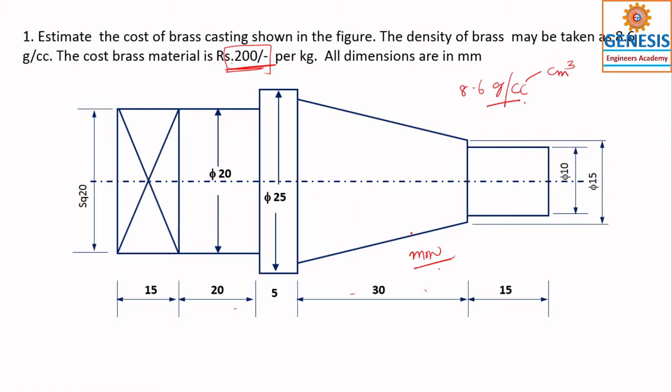Okay, now we'll solve the problem step by step. I consider this as part 1 and this as part 2, part 3, part 4, part 5. Okay, now the volume of part 1, that is the square shape.